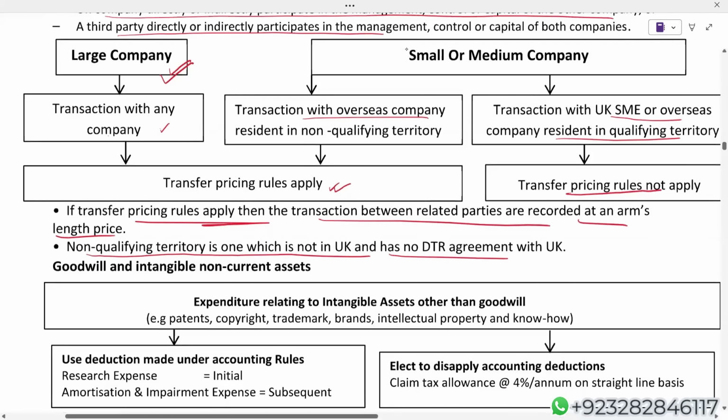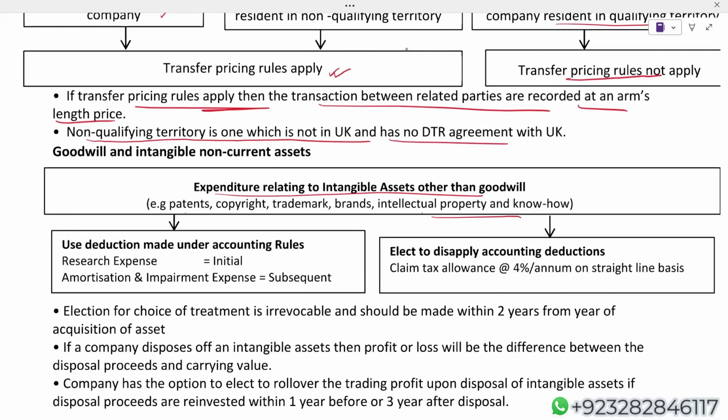Goodwill and intangible non-current assets. Expenditure relating to intangible assets other than goodwill, for example patents, copyrights, trademarks, brands, intellectual property, and know-how. Now you have two options; you can follow one of them. Use the deduction made under the accounting rule: research will deduct, amortization, impairment. Or elect to disapply the accounting deduction and claim 4% on a straight line.